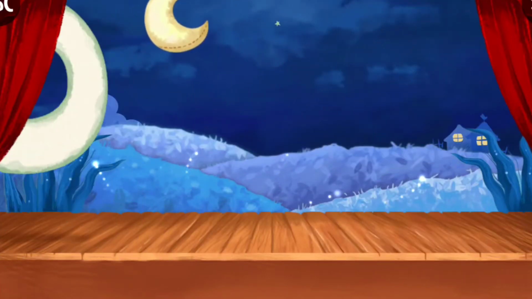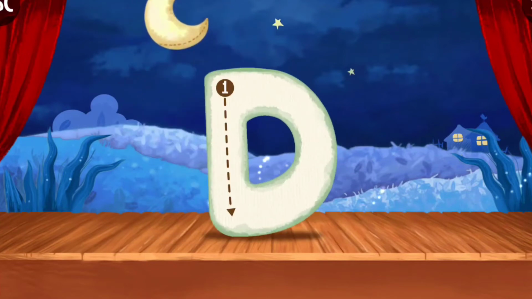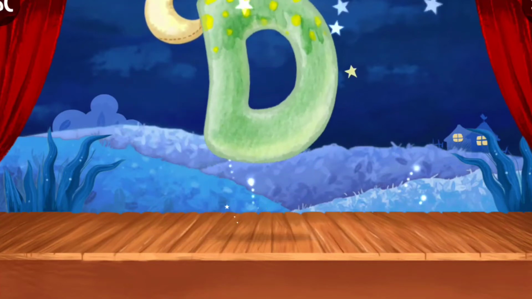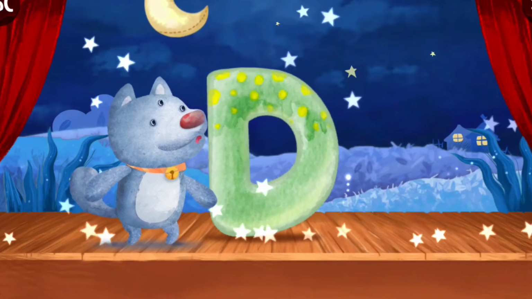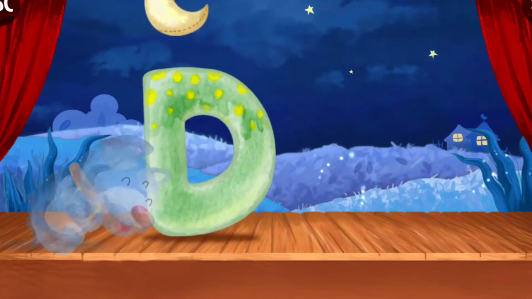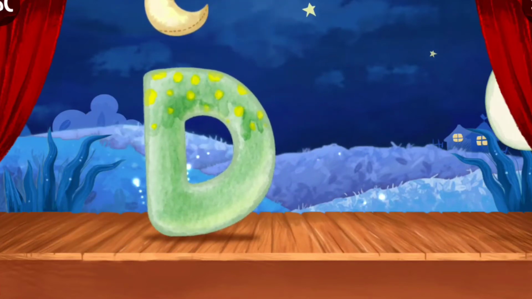First, let's draw the uppercase letter. Follow the dotted lines step by step. Draw the lowercase letter.